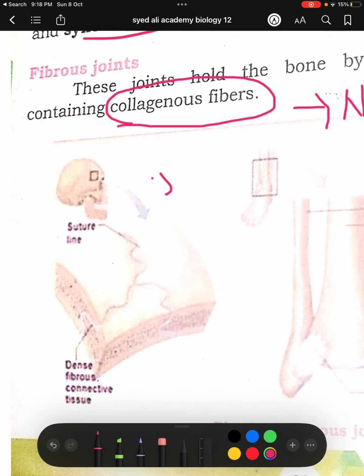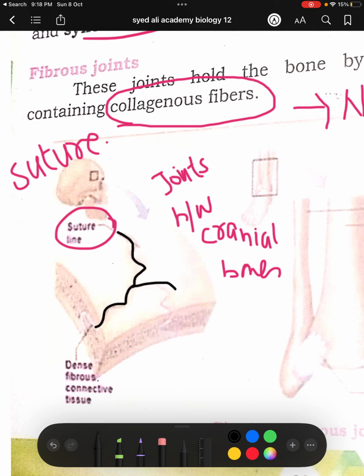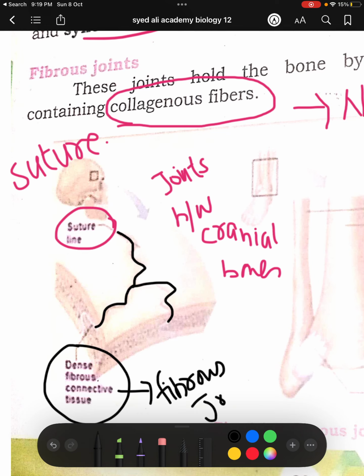The joints between cranial bones are known as sutures. So what are sutures? Sutures are joints between the cranial bones. As you can see over here, this is a suture. It is connected by a dense fibrous connective tissue. So this is a fibrous joint.